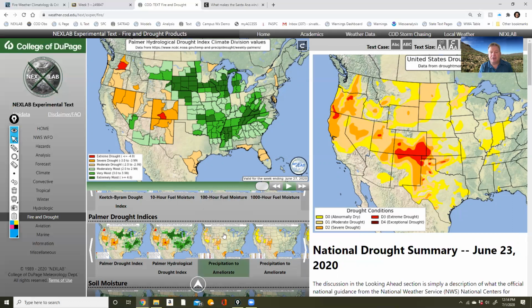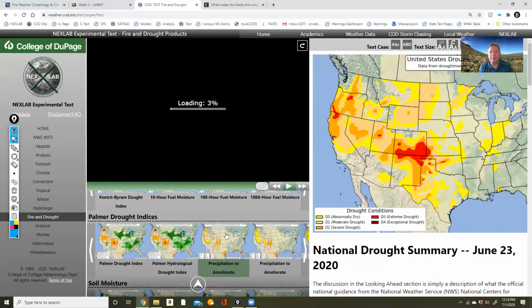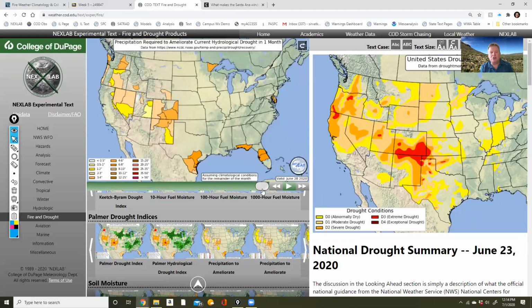Now, it says here, precipitation to ameliorate. What this word amelioration means is to make a bad thing better. So when we have a drought, that's a bad thing. So how much rain do we need in order to make it not so bad in 1 month? And there's a definition to go to only a moderate drought. And so parts of Arizona only need 1 to 2 inches. Nevada, 1 to 2 inches. Parts of New Mexico, 1 to 2 inches.